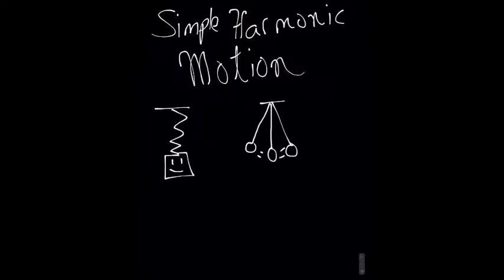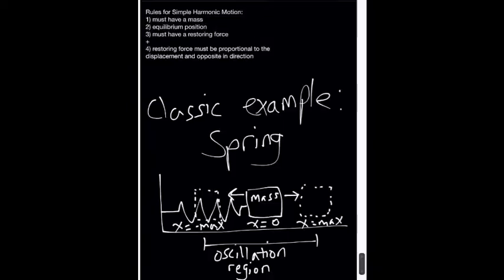Simple harmonic motion is a repeatable, steady, back and forth motion. The requirements for simple harmonic motion are: 1. It must have a mass. 2. It must have an equilibrium position. 3. It must have a restoring force. And finally, 4. The restoring force must be proportional to the displacement and opposite in direction.